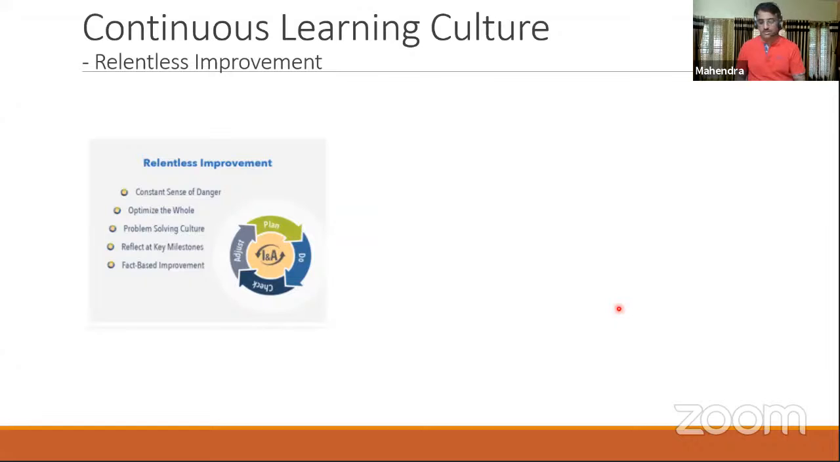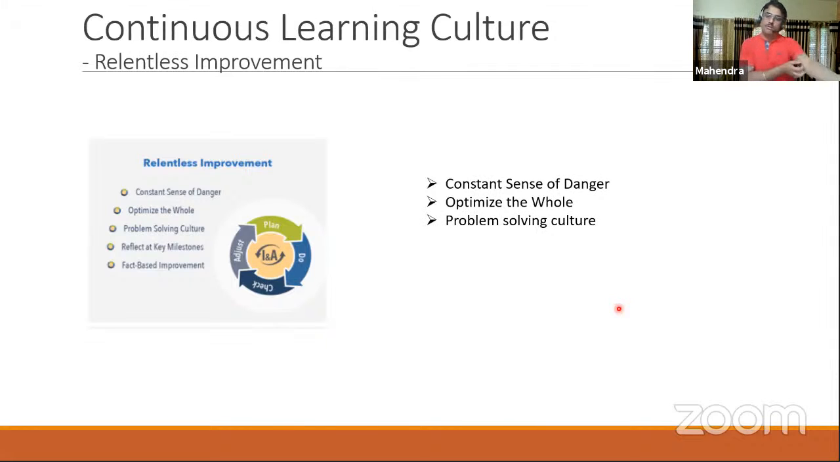There's a certain formula that we apply, and we will not be able to cover it over here. And this is one of the core values also, relentless improvement. There's a constant sense of danger, so that is where we start focusing on improving ourselves. And I did talk about it: optimize the whole rather than optimizing in individual pockets, and develop a problem solving culture.